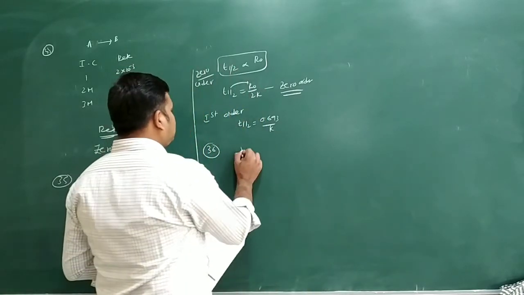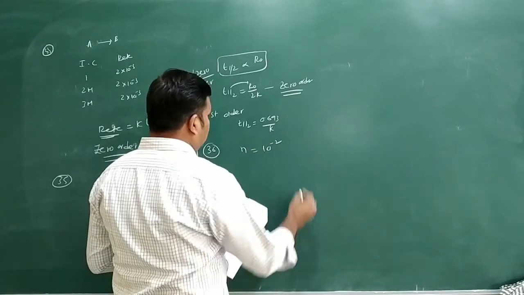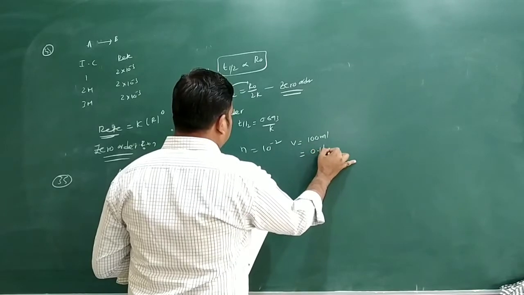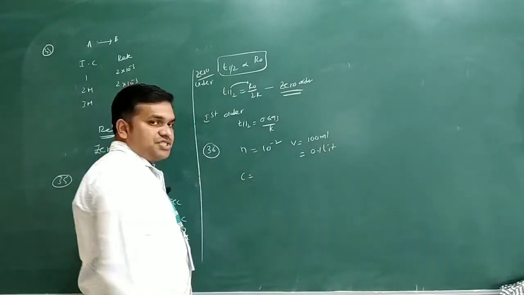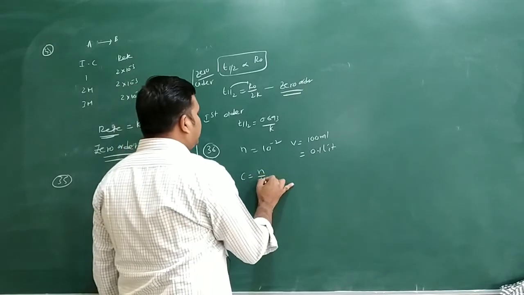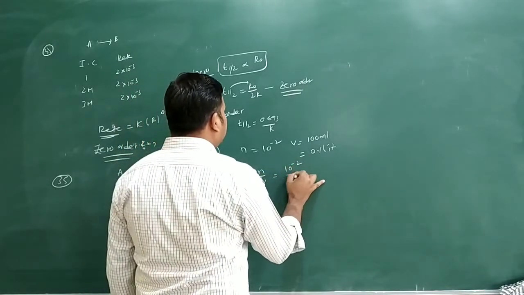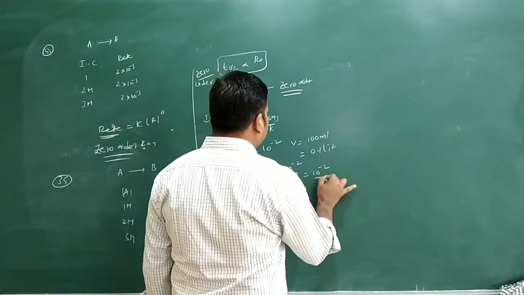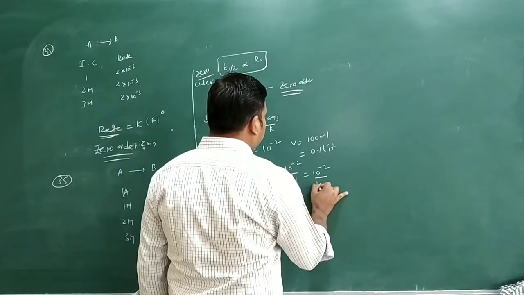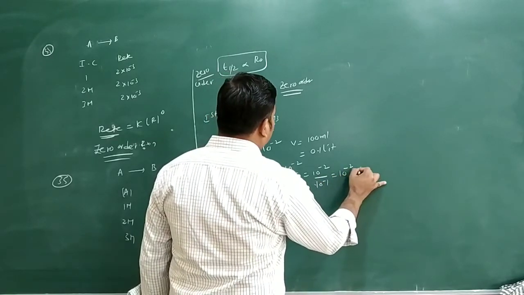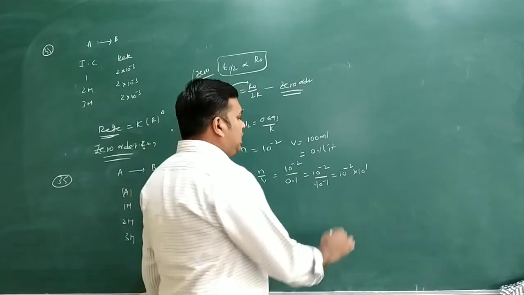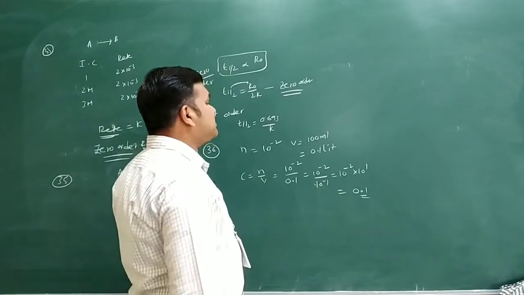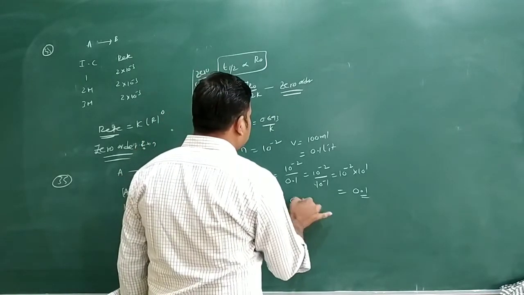N is given as 10 power minus 2 mole, and the volume is given as 100 ml, which is 0.1 liter. Concentration C is equal to N by V. N is 10 power minus 2, divided by 0.1, which is 10 power minus 1. So 10 power minus 2 into 10 power 1 gives finally 0.1. 0.1 is the concentration of the solution, so C is 0.1.